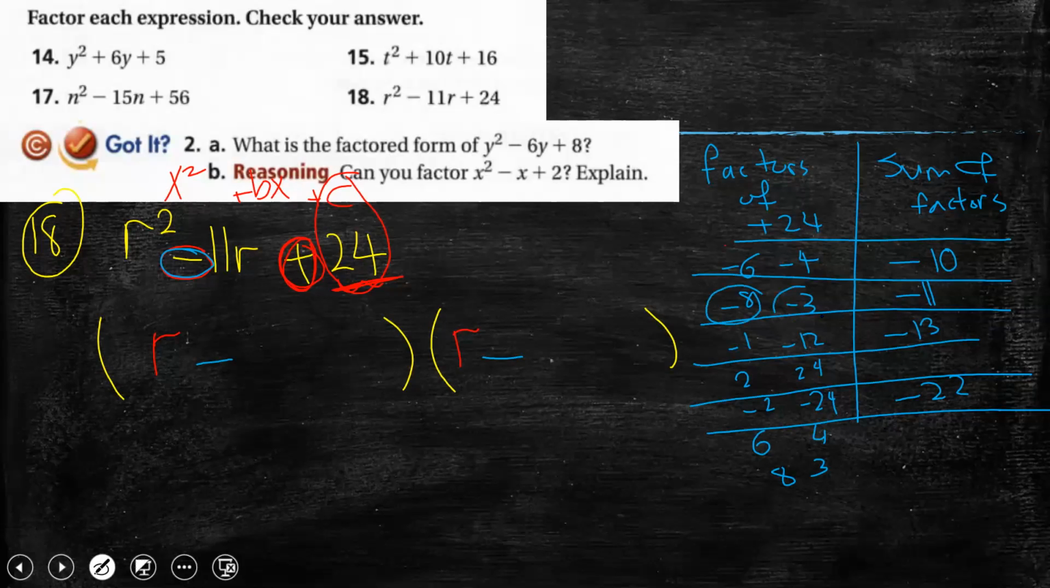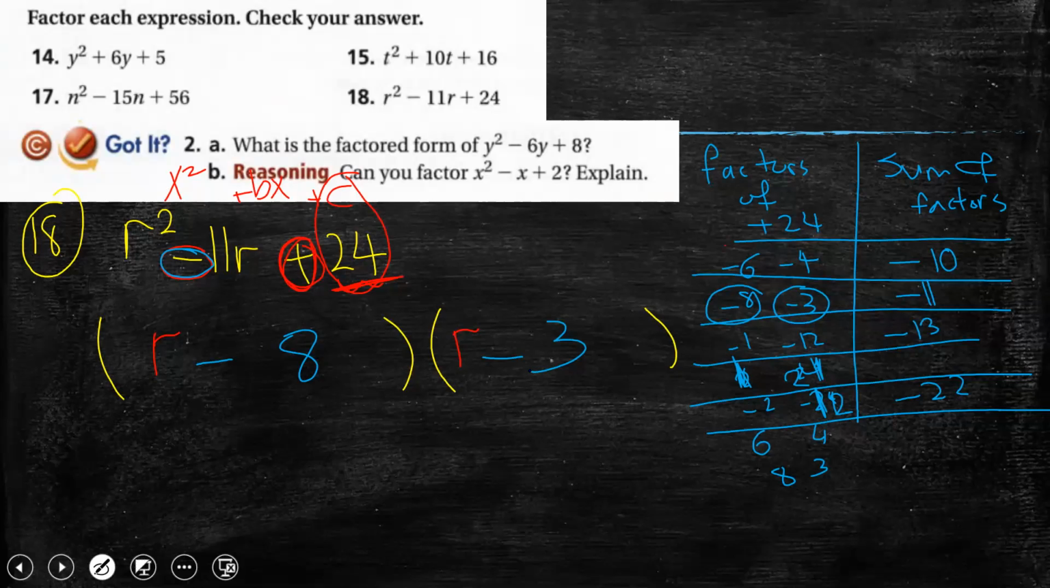Teacher, excuse me, here negative 2 and negative 24. You mean negative 2 and negative 12. And here negative 1 and negative 24. Yes. So now we noticed that the pair negative 8 and negative 3, if you multiply them, you get positive 24, and if you add them, you get negative 11. So I will put negative 8 here and negative 3 here. These are now the factors of r squared minus 11r plus 24.